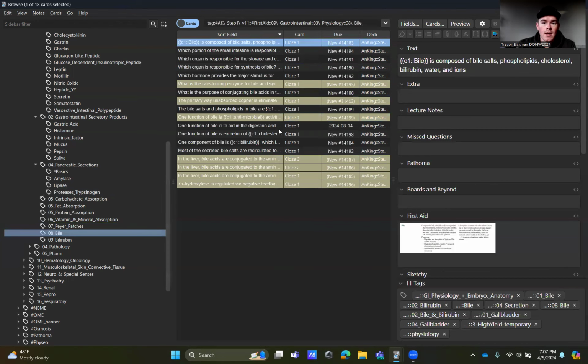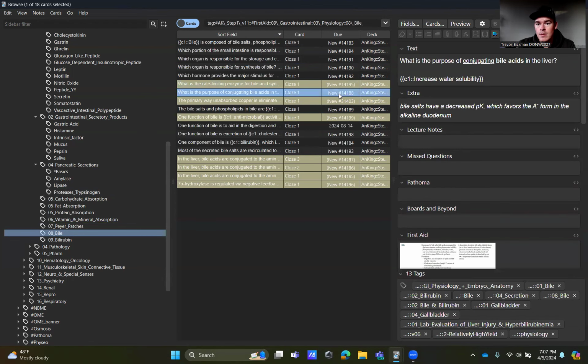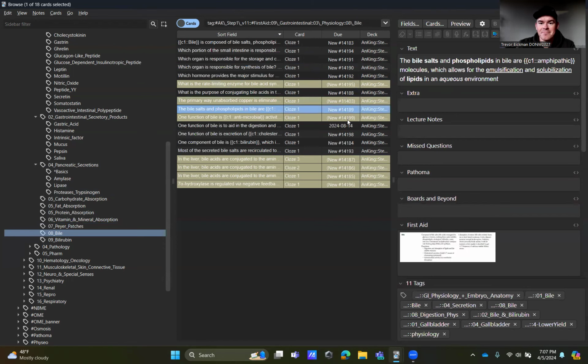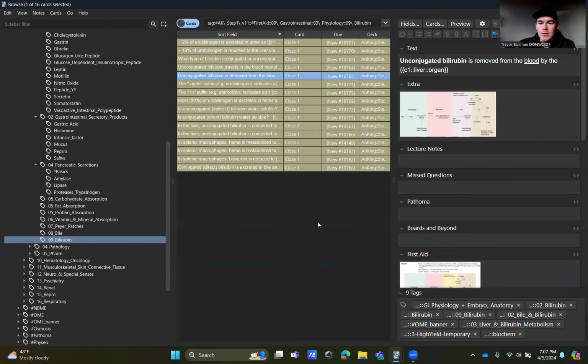I went over that. Bile, you want to grab the first 5 here, skip one, grab this card here, skip another, grab this card here, skip another, and then grab these next 4. So I think I had one activated in here previously. And then bilirubin, I just grabbed this one. The unconjugated bilirubin is removed from the blood by the liver.